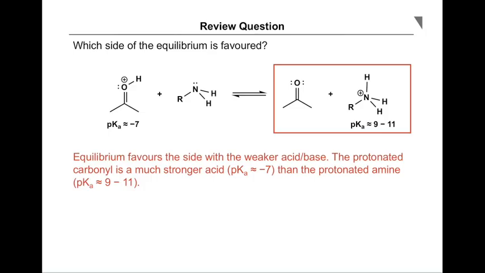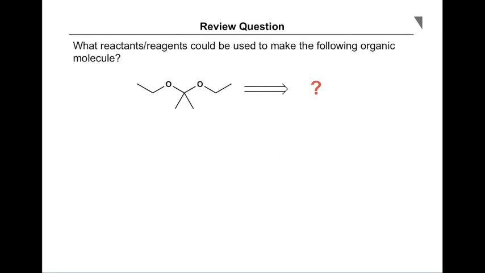The carbonyl thing: positively charged oxygens like this are very acidic. Think of them like the hydronium ion, right? H3O+. Okay, next question. What do you need to make up this molecule?